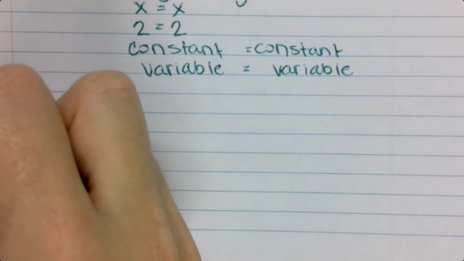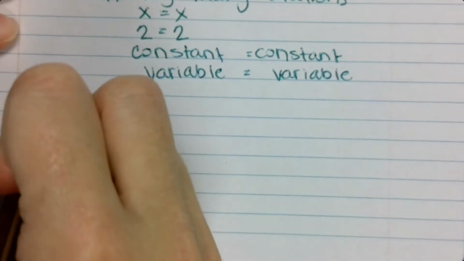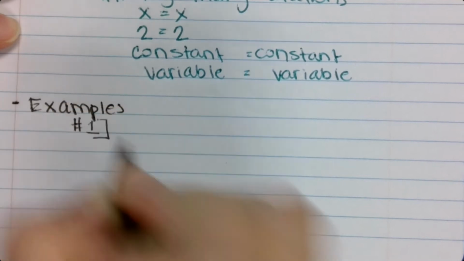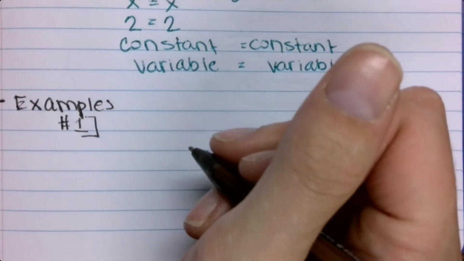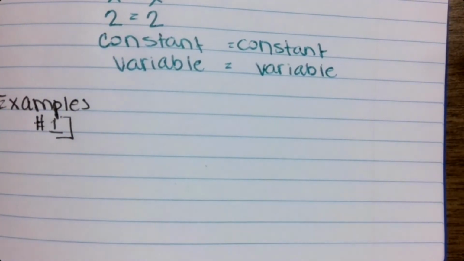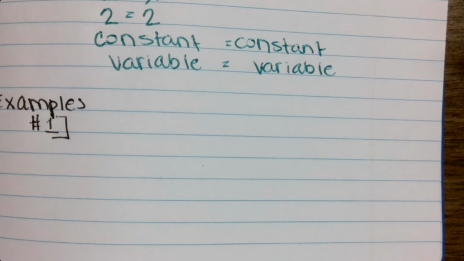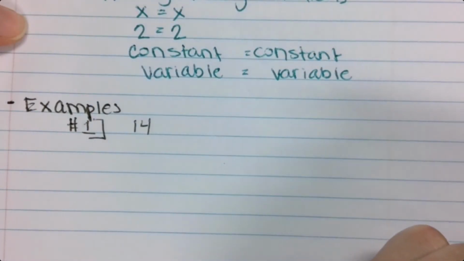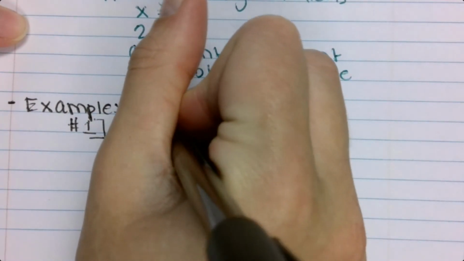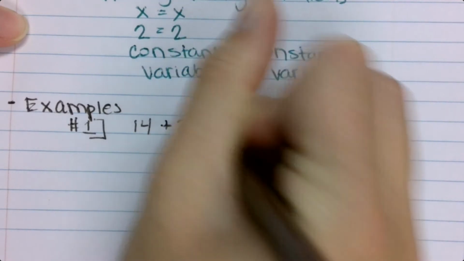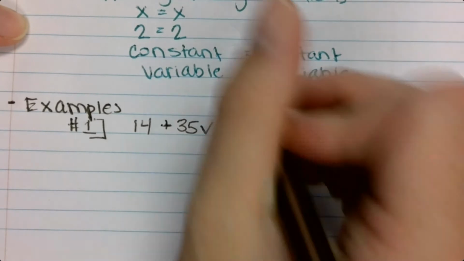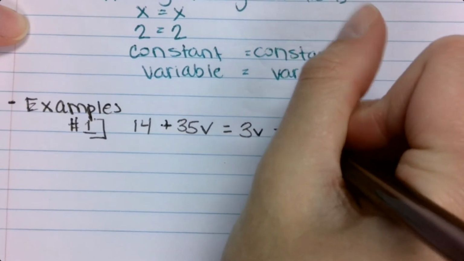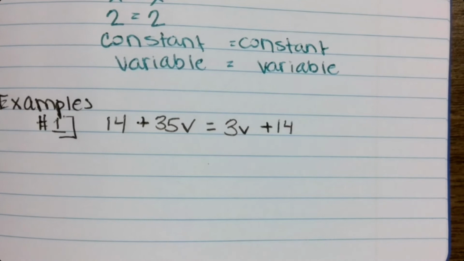Let's dive on into some examples. Okay? So example number one is going to be 14 plus 35v equals 3v plus 14.